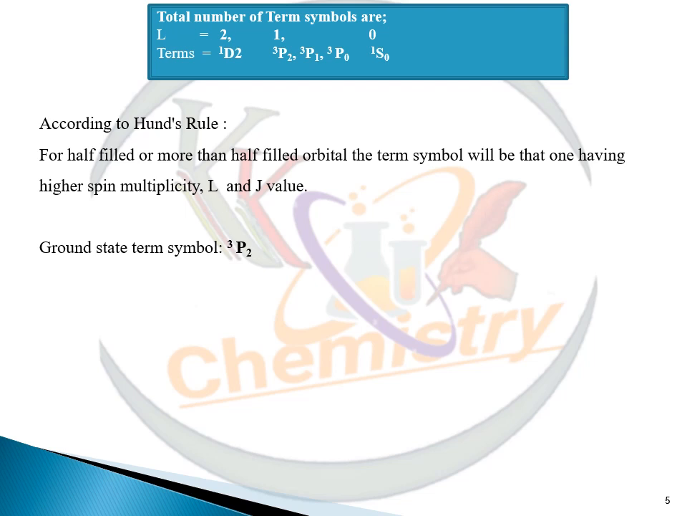Okay, the total term symbols are right here, and according to Hund's rule, if we have half filled or more than half filled, then the term symbol will be that one having the highest spin multiplicity, L value and J value. So this is the ground state term symbol.